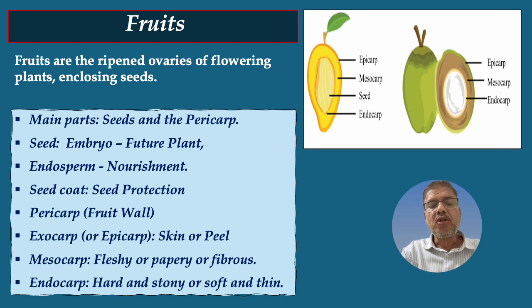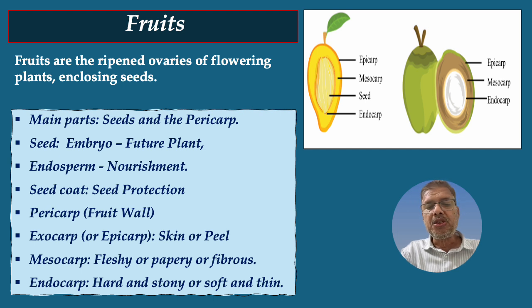Mesocarp is the middle layer of the pericarp, located between the exocarp and endocarp. It is often fleshy, juicy, and edible. In dry fruits, the mesocarp can be thin and papery or fibrous. The endocarp is the innermost layer of the pericarp, directly surrounding the seeds. Its texture varies greatly depending on the fruit type.